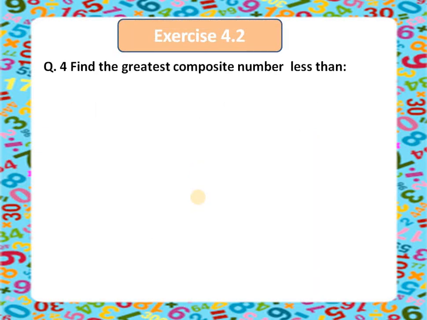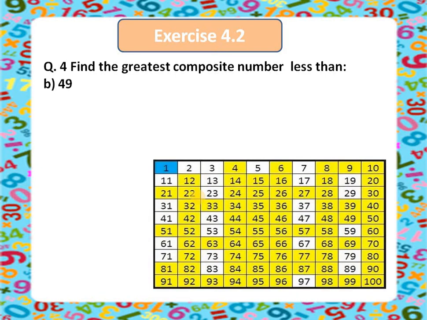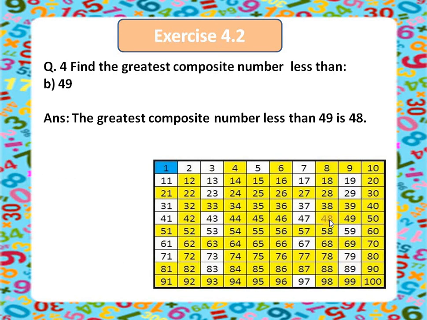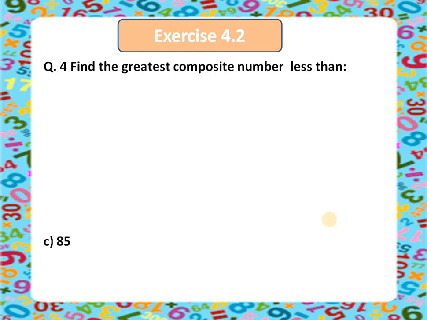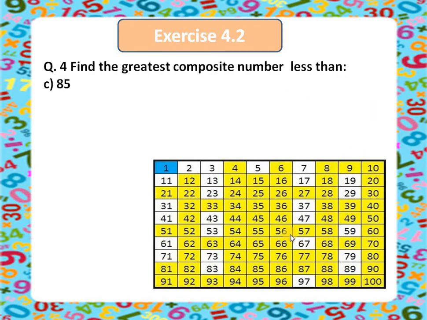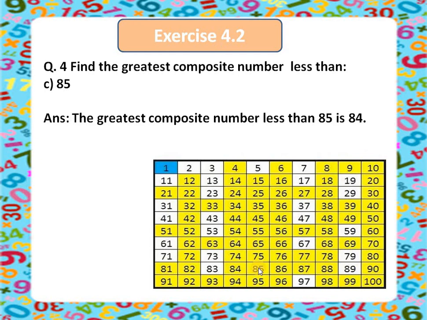Find the greatest composite number less than, B part, 49. So look, where is 49 here? We have to see less than that. So it will be 48. The greatest composite number less than 49 is 48. C part, 85. Where is it? It is here, 85, and we have to find the number which is less than 85. So the answer is 84, just before that. The greatest composite number less than 85 is 84.